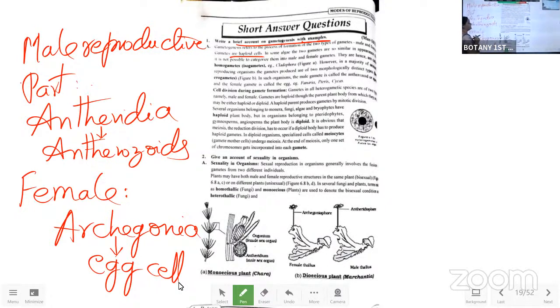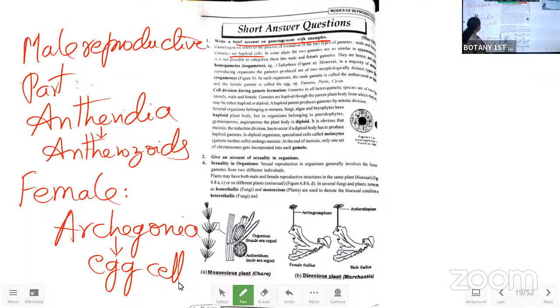And by this gametogenesis, haploid gametes are going to be formed by the reduction division that occurs in the diploid cell. And in the primitive organisms, the male reproductive parts are called the antheridia, which release antherozoids, and the female reproductive parts are called the archegonia, which release a haploid egg cell. Okay, haploid egg cell. By the fusion of this, a diploid zygote is going to be formed.